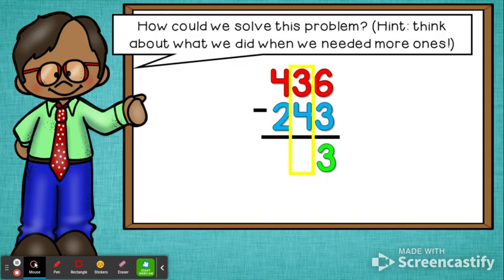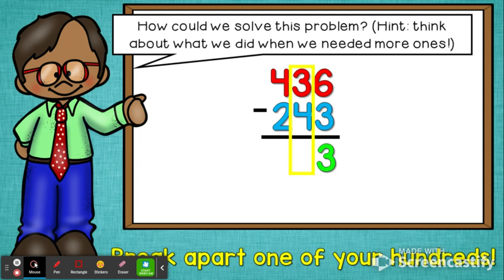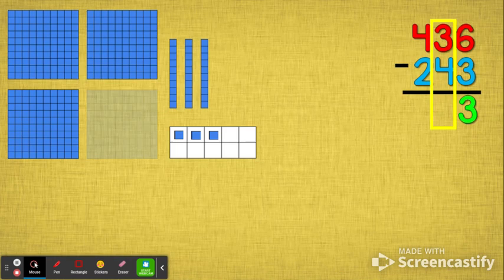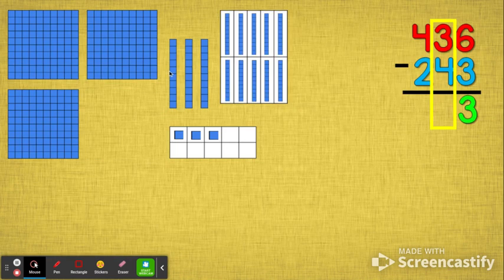How could we solve this problem? Think about what we just did when we needed more ones. That's right, break apart your hundreds. So I took this 100 and I broke it up into 10 tens because each one has 10 tens. We've got 1, 2, 3, 4, 5, 6, 7, 8, 9, and 10 tens. So I took this 10 tens and I broke it up.